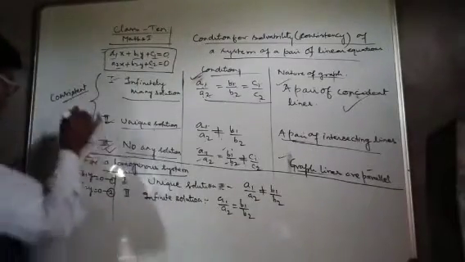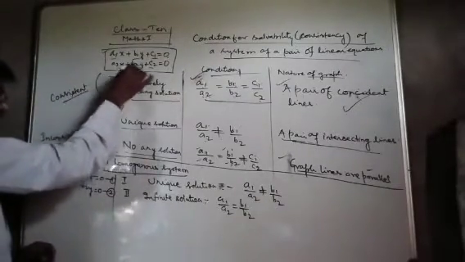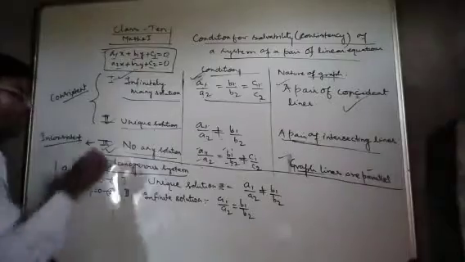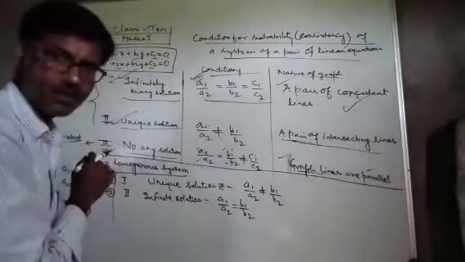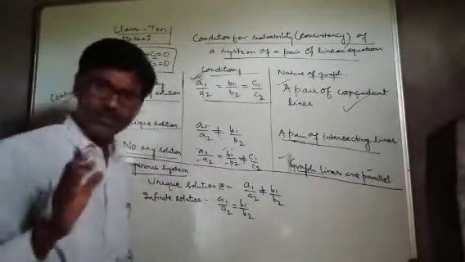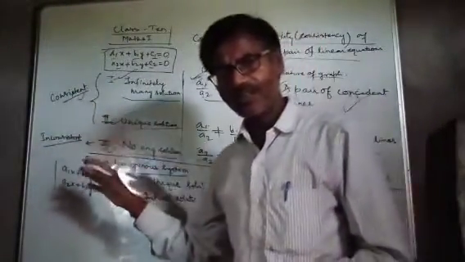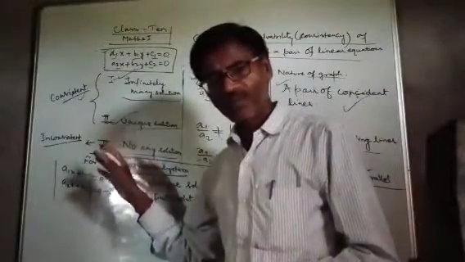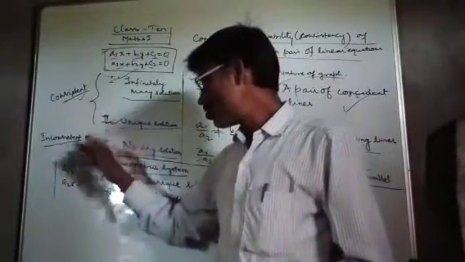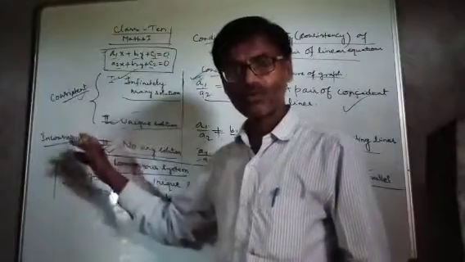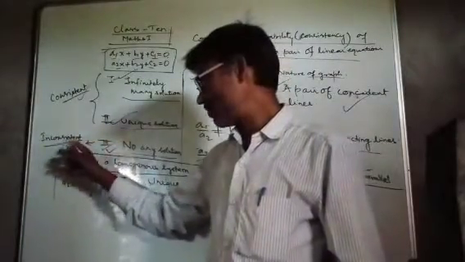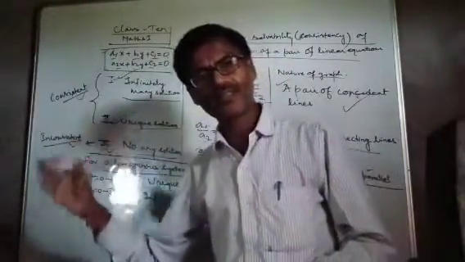Right? In the first two conditions, means in case of infinite solutions and unique solution, the pair of equations is said to be consistent. And if the pair of linear equations in two variables has no common solution, the pair of equations is said to be inconsistent.